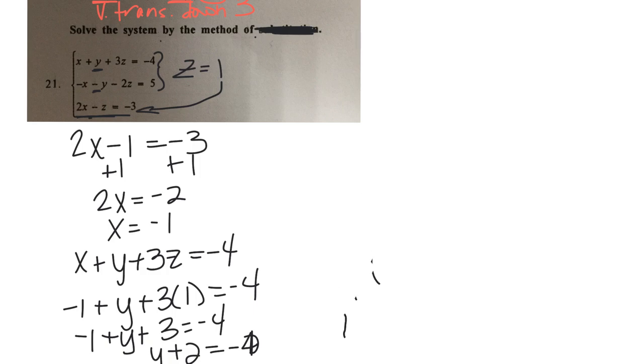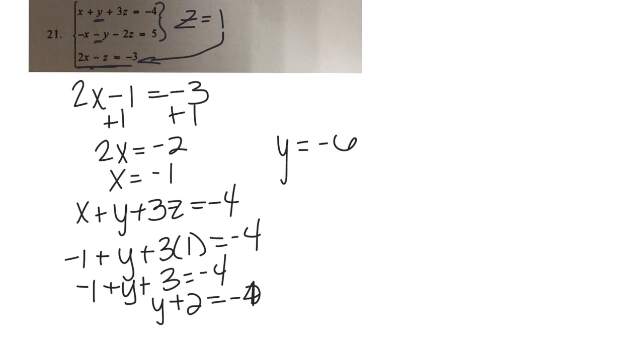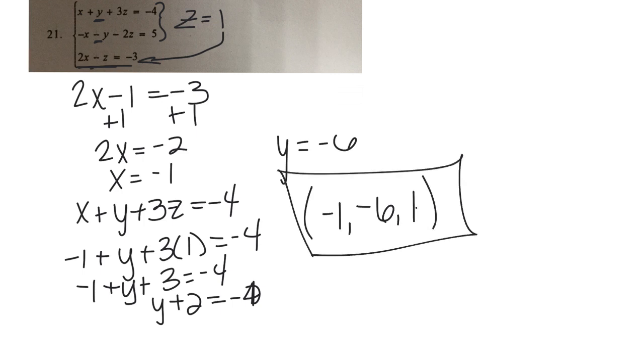Just randomly moves on me sometimes. And so subtract 2, so y equals negative 6. And I get, in order, x, negative 1, comma y, negative 6, and z is 1. That's my final answer. So that is not as daunting as it might have seemed at first.